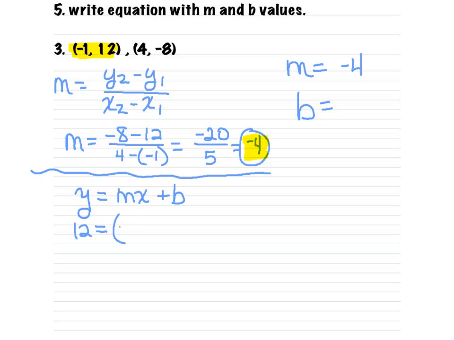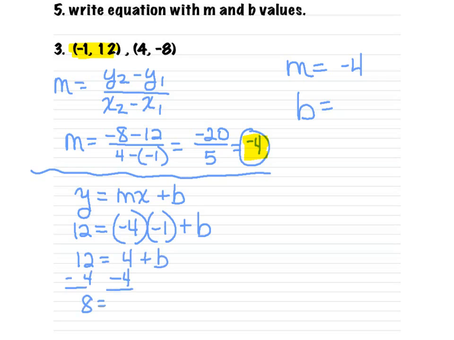My slope is negative 4. X is negative 1 plus B. And now let's solve. Negative 4 times negative 1 is positive 4. Let's subtract 4 on both sides. And 8 equals B. Okay, now that I know M and I know B, it's easy to write the equation. Y equals negative 4 times X plus 8.